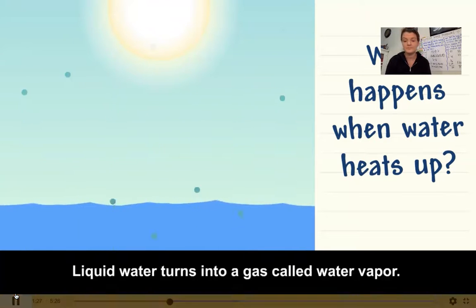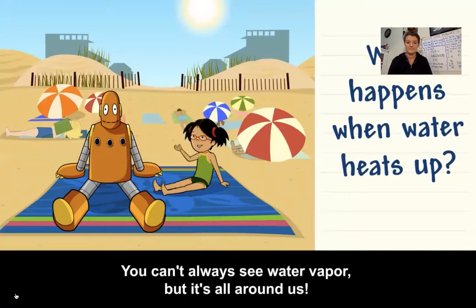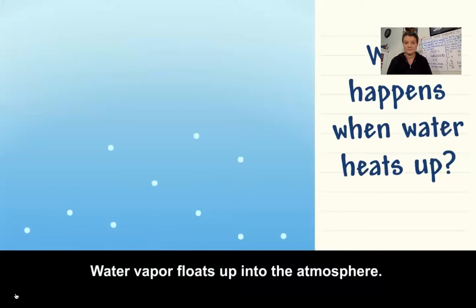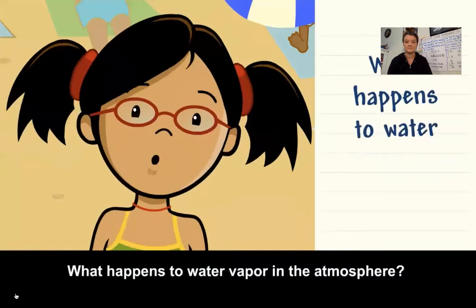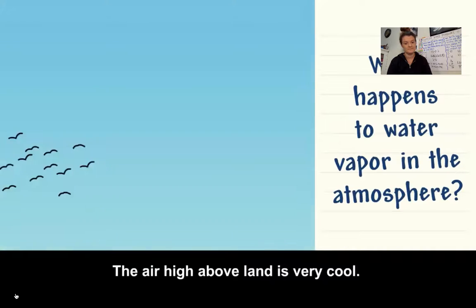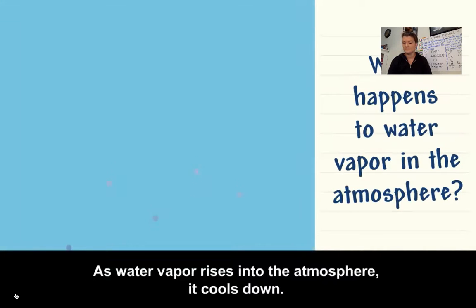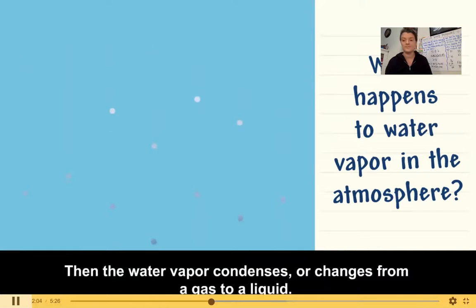Liquid water turns into a gas called water vapor. You can't always see water vapor, but it's all around us. Water vapor floats up into the atmosphere. The atmosphere is the air surrounding a planet. What happens to water vapor in the atmosphere? The air high above land is very cool. As water vapor rises into the atmosphere, it cools down. Then the water vapor condenses or changes from a gas to a liquid.